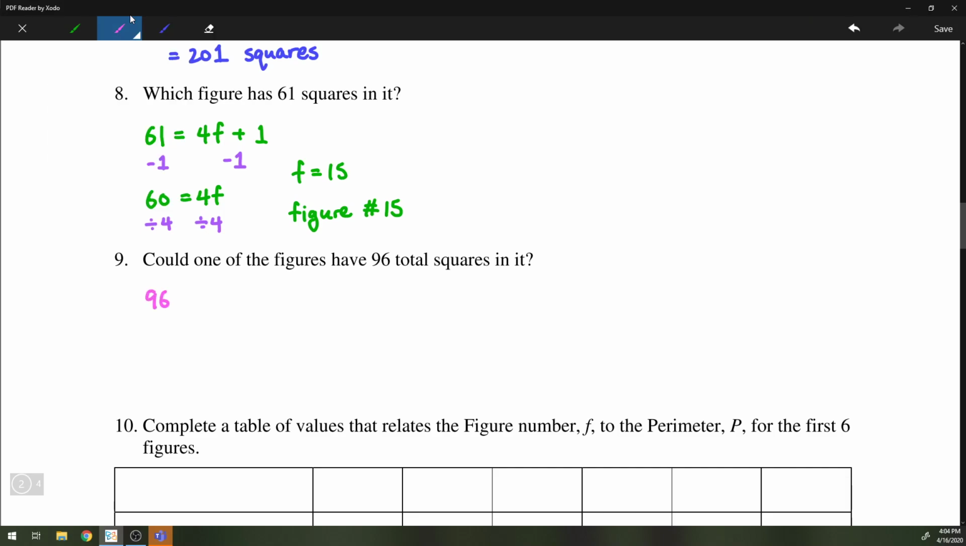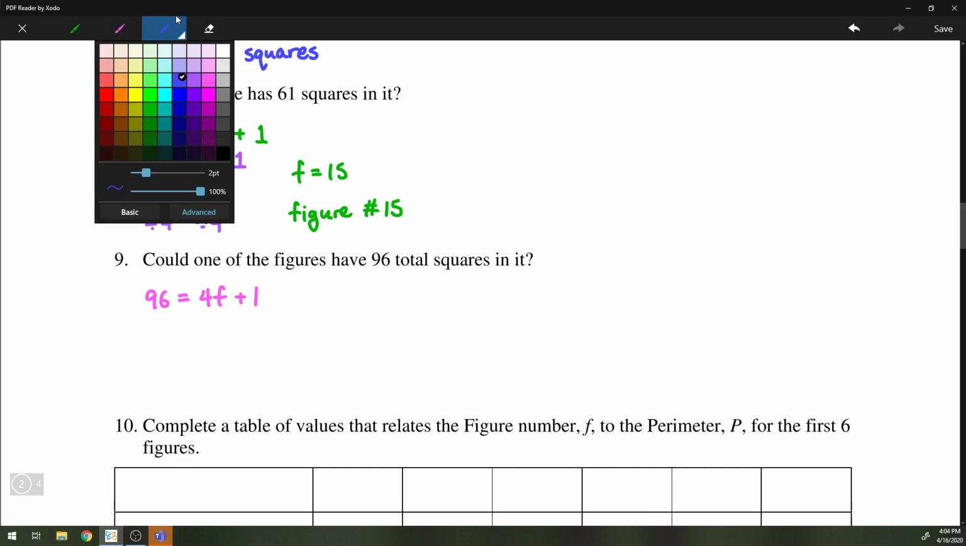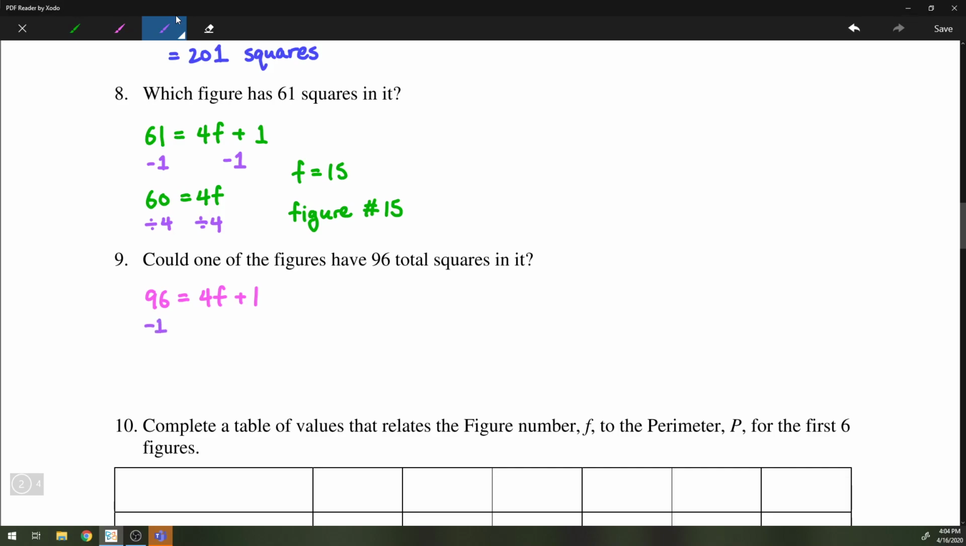96 squares, is that possible? So 96 equals 4f plus 1. We'll do something similar to the last question. We'll subtract 1 from both sides. So we have 95 is equal to 4f. So for those of you who are very good at dividing, you will notice that it doesn't divide evenly. So f is going to be equal to 23.75. So not a possible figure.